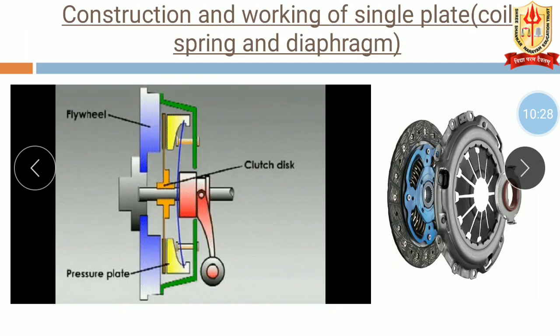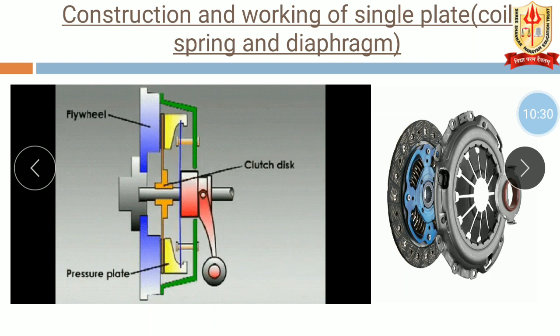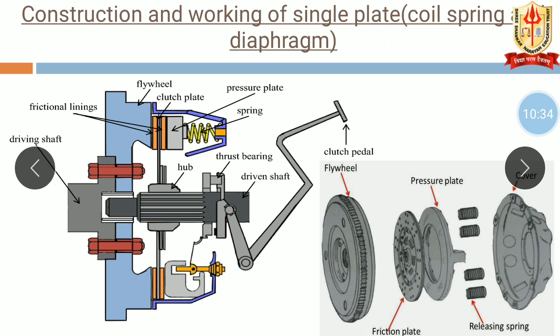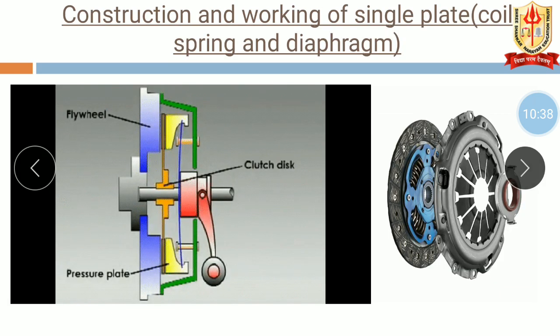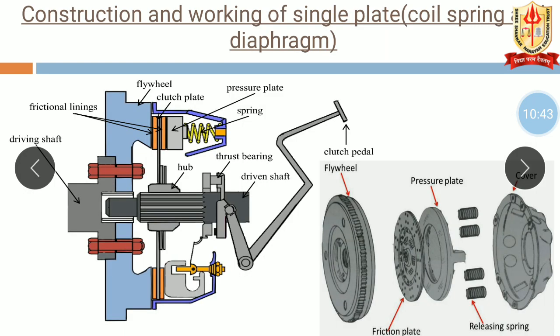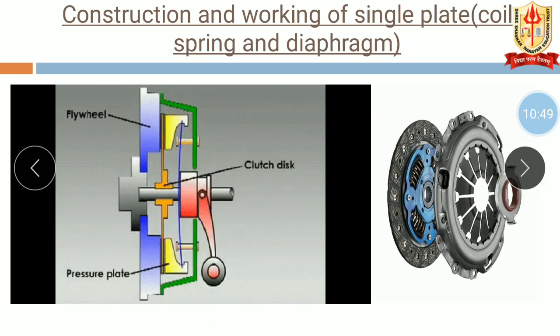This is the diaphragm spring clutch. So the components are seen as in this single plate clutch. In the diaphragm clutch also it is the same, but the difference is that in the place of this coil spring we have replaced it with the diaphragm spring. With the help of this we can understand how it works.